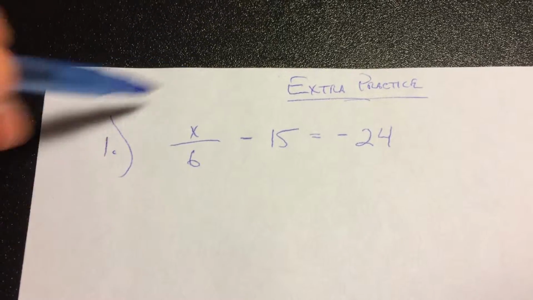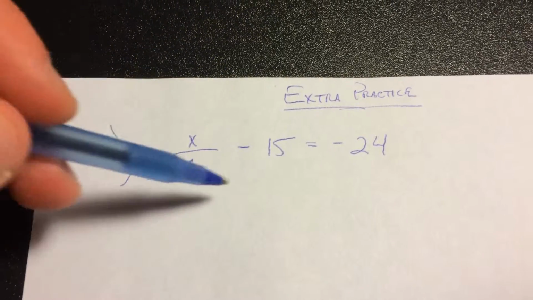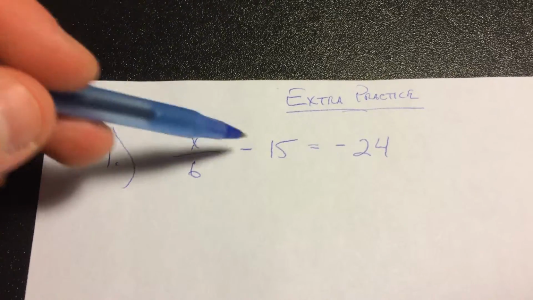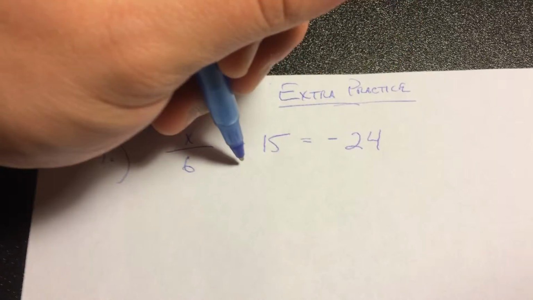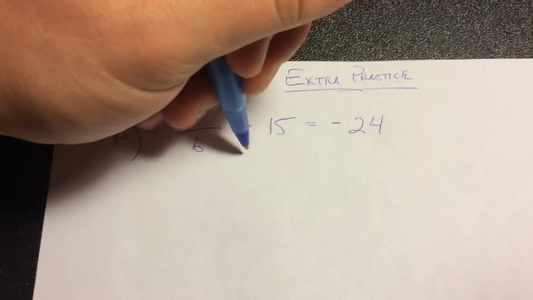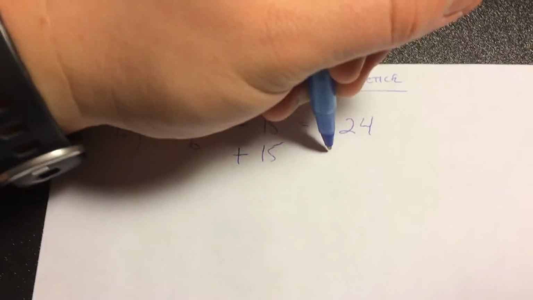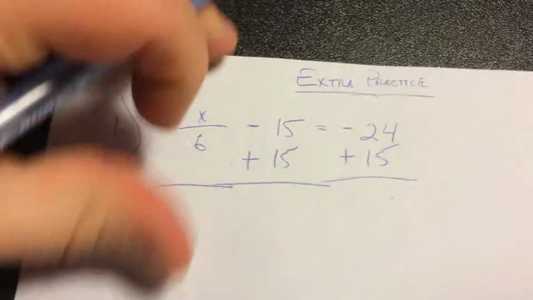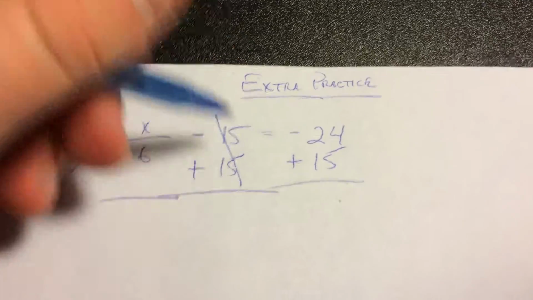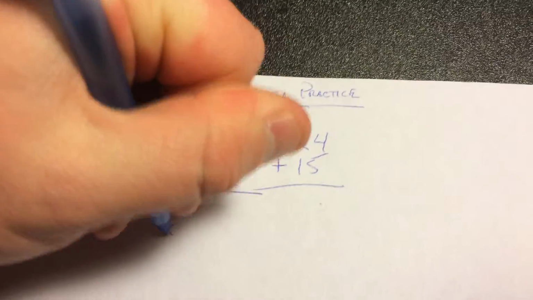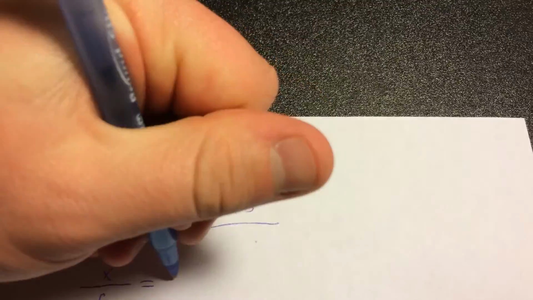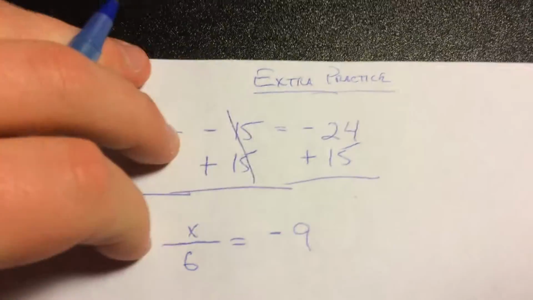So when we look at number 1, the very first step is to identify where the variable is, and then to work our way to isolating it. So right away, the opposite of subtracting 15 is adding 15. And always, whatever we do to one side of the equal sign, we do to the other. And so what we're left with here is bring down everything. X divided by 6 is now equal to, well, negative 24 plus 15 is negative 9.